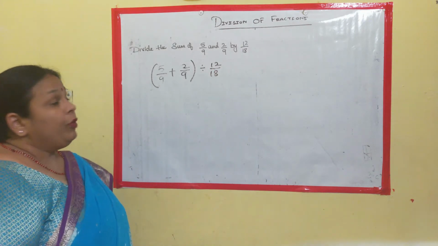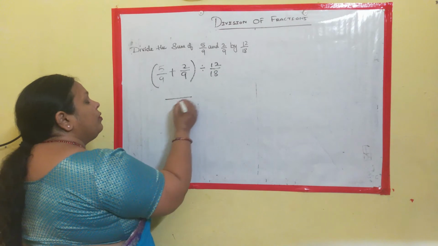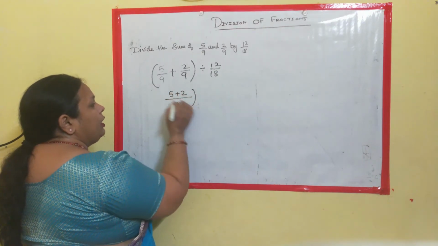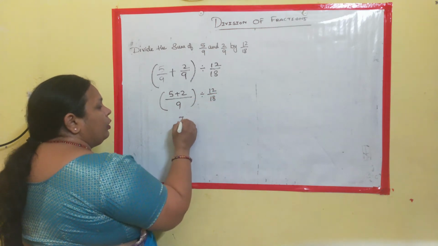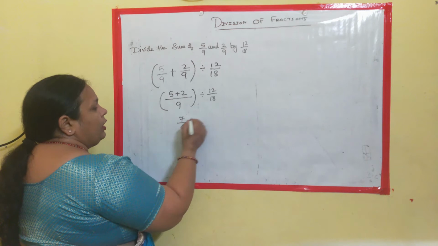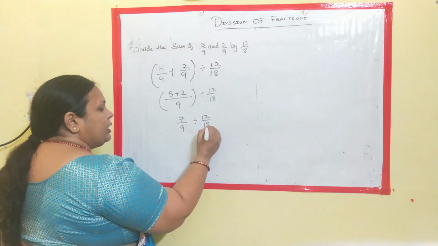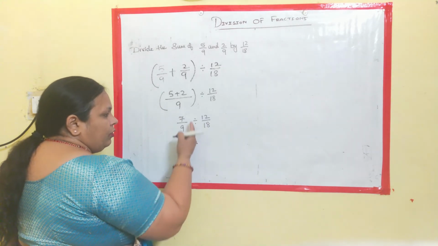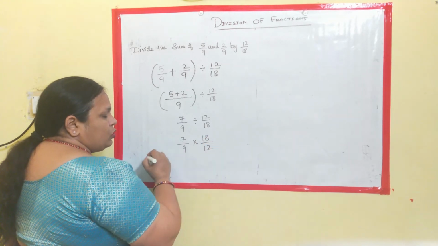So we know that both the fractions are like fractions. So we will have a common denominator. Numerators will be added in the bracket, then divided by 12 by 18. We are going to get 7 by 9. Then we will write it as division by 12 by 18. At this step, 7 by 9, division will change to multiply and this will become 18 upon 12.